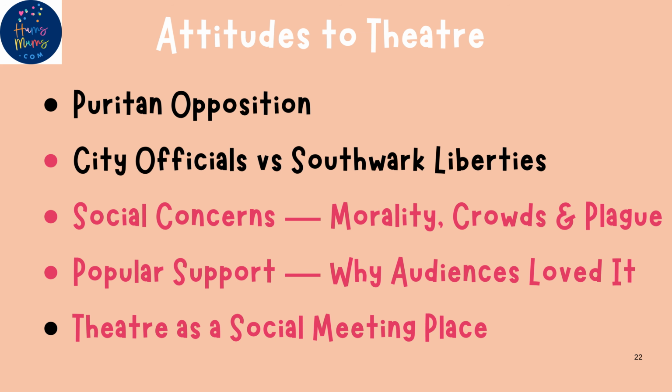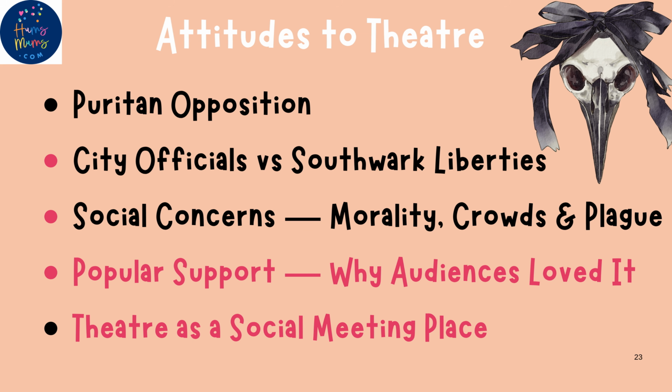The City of London banned theatres inside its walls, and this forced companies to build in Bankside, Shoreditch, and other areas. And these areas are known as liberties, and they were outside the city's control. And it gave theatres more freedom and made Bankside a vibrant entertainment hub. Opponents complained that theatres spread disease, caused disorder, distracted apprentices from work, encouraged gambling and drinking, and mixed social classes improperly. And these attitudes shaped how theatres were regulated.